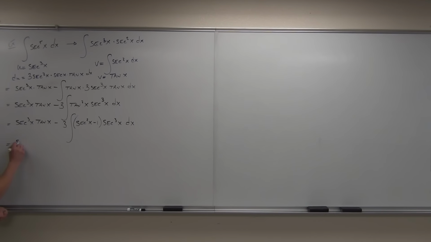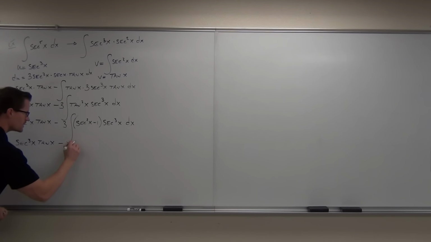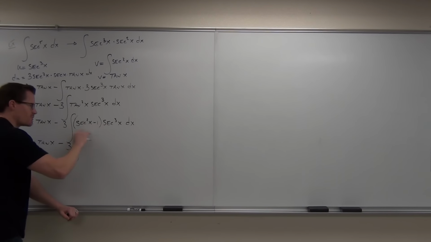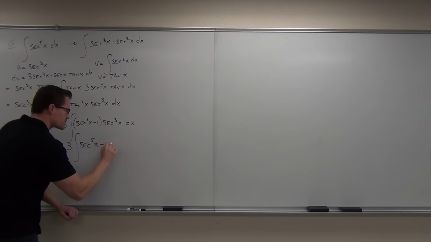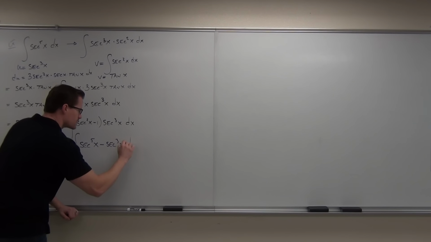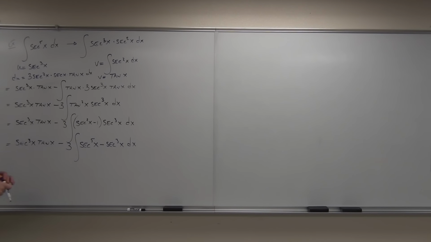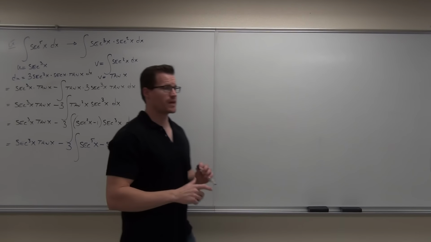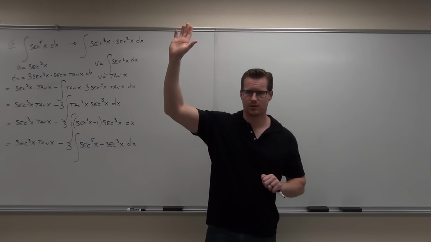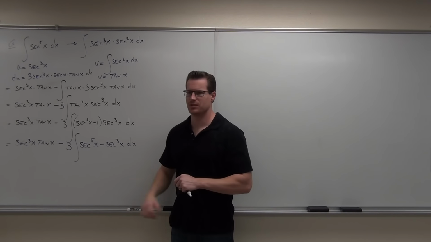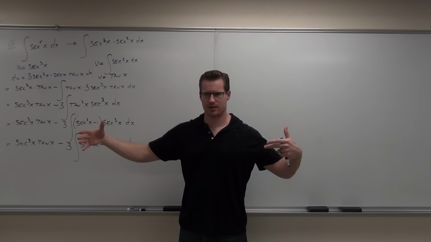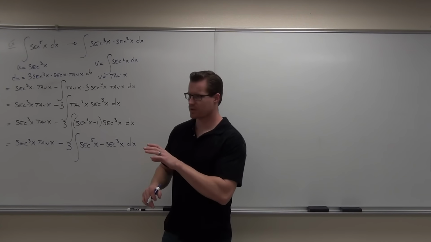Well, that becomes secant cubed x tan x minus 3 integral of, tell me what I get from my integral. Secant to the 5th power of x minus secant cubed x dx. Okay, really do need a show of hands if you are okay with that so far. Are we all? Cool. What can you do every time you have integral of a subtraction? Separate it. Let's separate it.